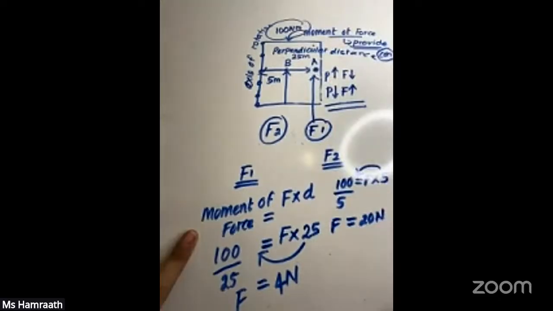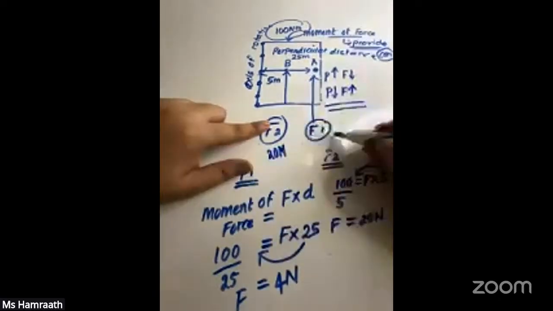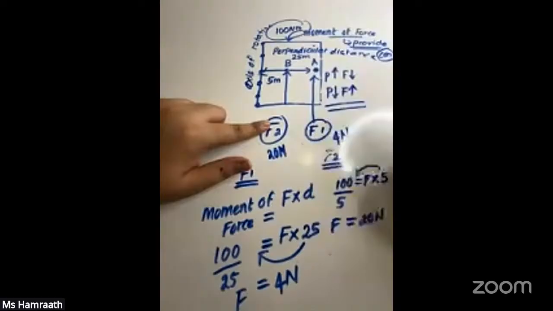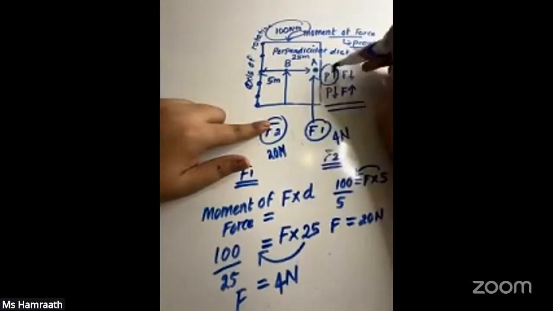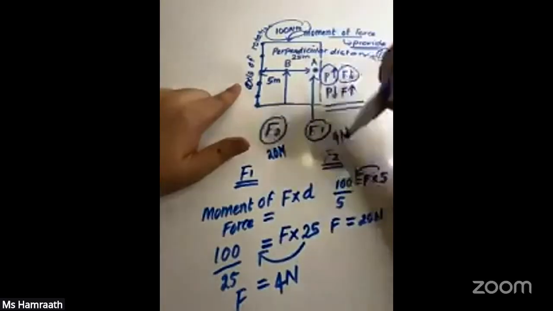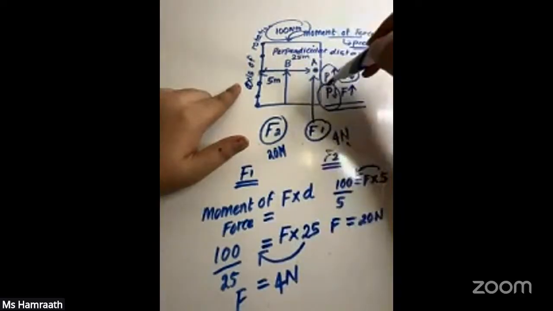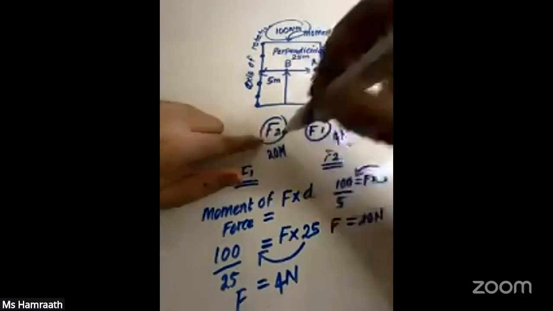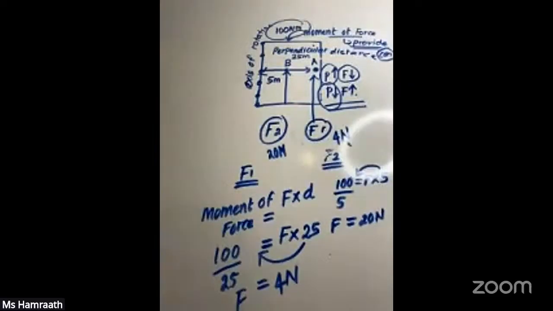Now tell me, on which side do I have to apply the higher amount of force? Here I have to give 20 Newton, and here I have to give only 4 Newton. So I proved to you that when the perpendicular distance is high, the force is less. That's example 1. And when the perpendicular distance is less, the force is high. Can you see? Did you understand this?